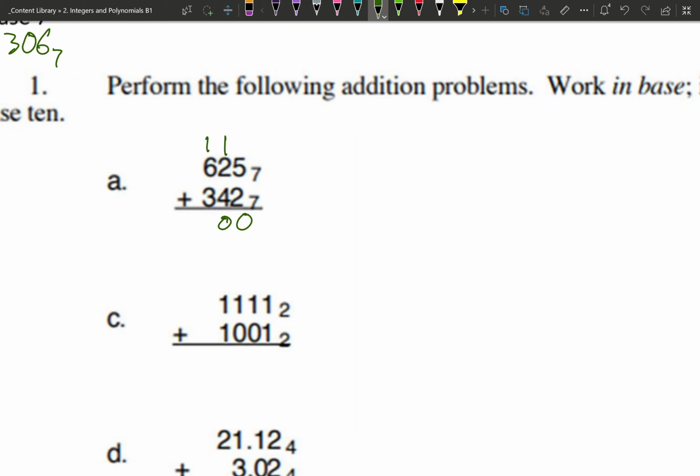1 plus 6 plus 3 is 10. So how we write 10 is we have 1 7 and 3 1s. So it's just like when we were adding before and we ended up with 12. 12 is greater than 10, so we'd have 1 10 in the next place and then 2 1s.